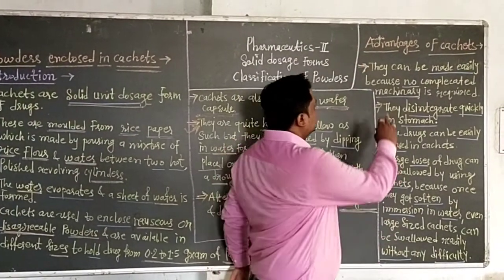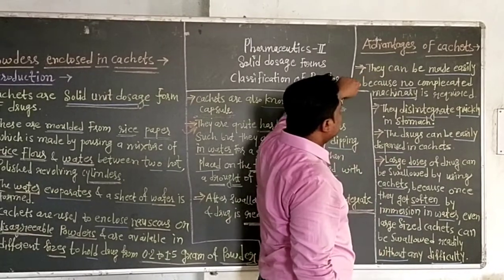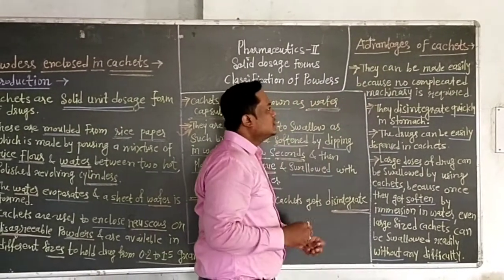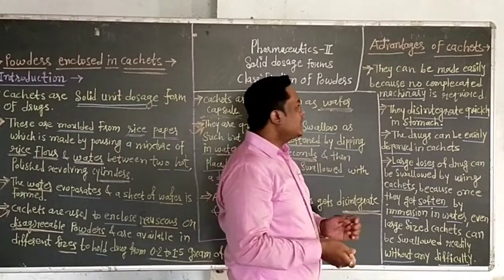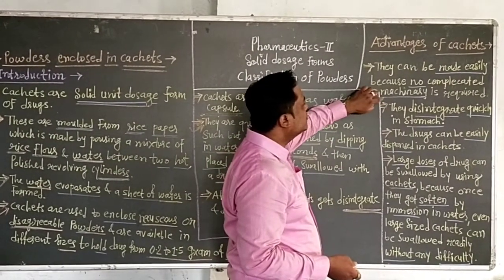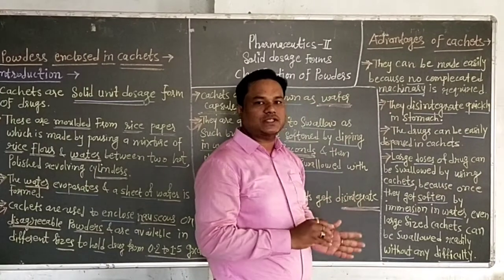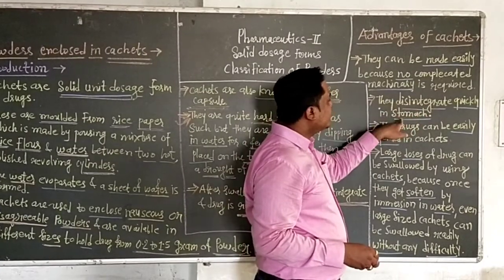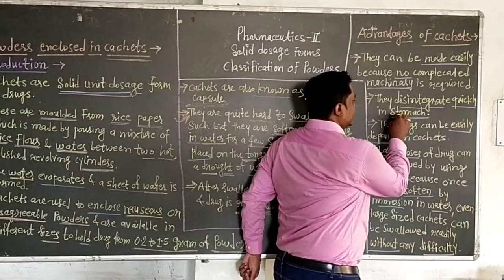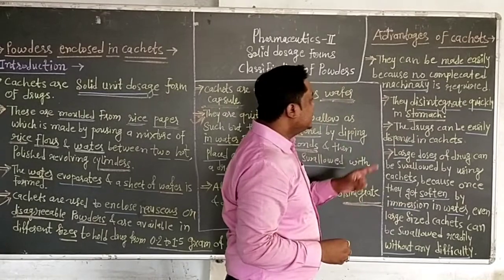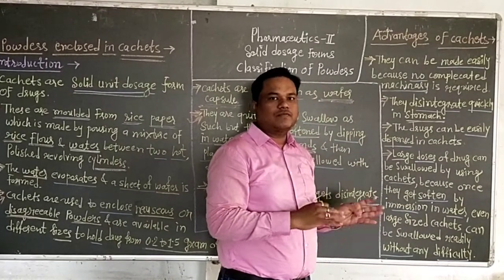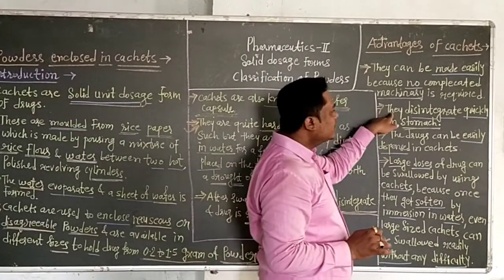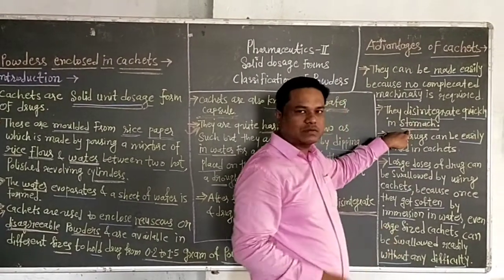Okay, first, they are made easily because no complicated machinery is required. The cachets are easily made and no complicated machinery is required for the preparation of cachets. Then the second is they disintegrate quickly in the stomach because before swallowing they are softened by dipping in the water for a few seconds and then swallowed. Therefore, they disintegrate quickly in the stomach.